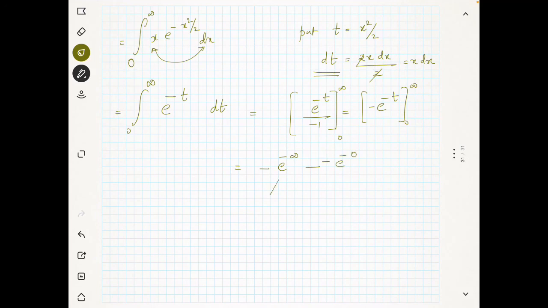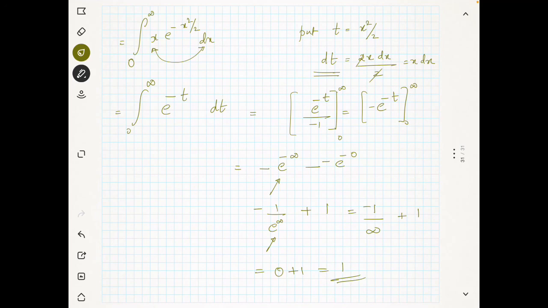So this term e power minus infinity is nothing but minus 1 by e power infinity, minus of minus means plus, and e power minus 0 is 1. But you know that 1 by e power infinity is nothing but 1 by infinity, so that is minus 1 by infinity plus 1. So what is this? 1 by infinity is 0, that means 0 plus 1, this is equal to 1.